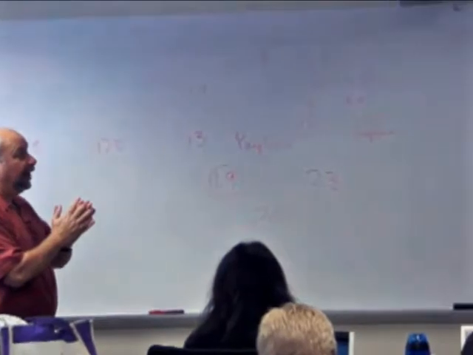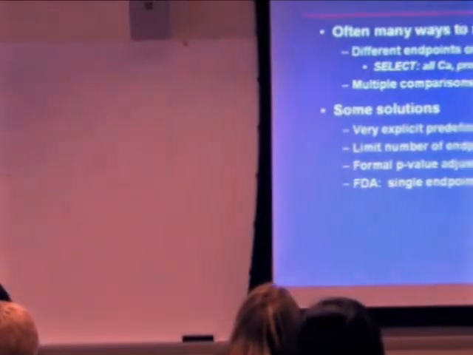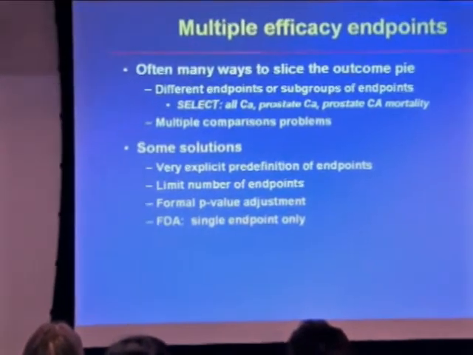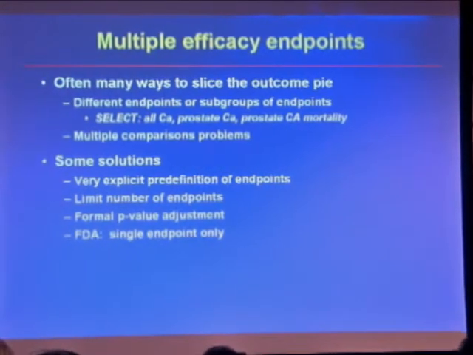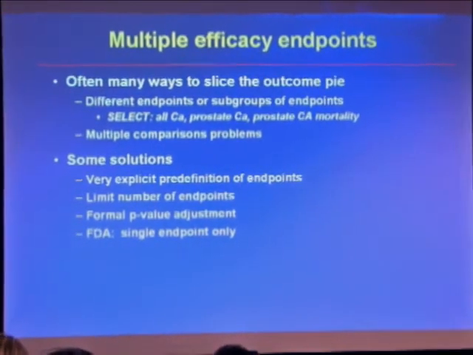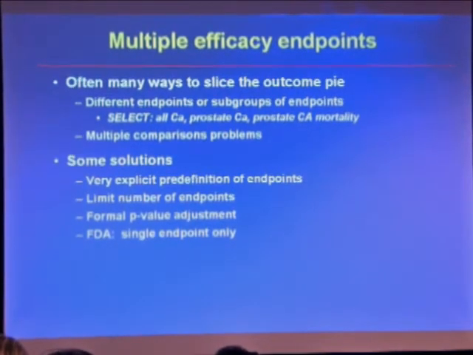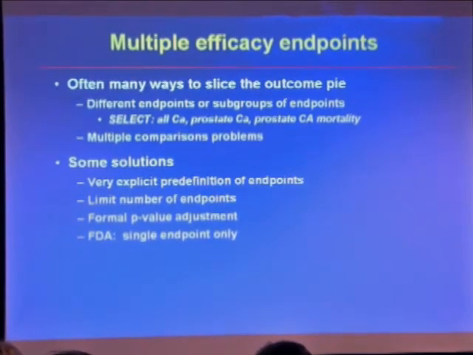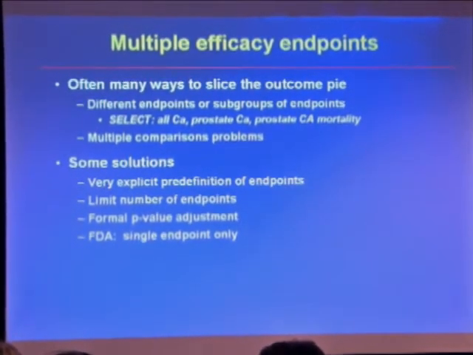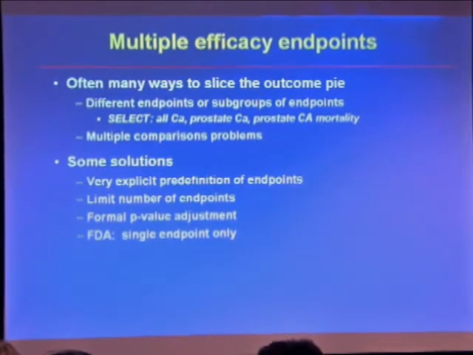Now, what about multiple efficacy endpoints? You may have multiple endpoints in your clinical trial. We talked about this last time in the SELECT study example. They had prostate cancer, all cancers, prostate cancer mortality, and that induces multiple comparisons problems. So if you have a lot of different outcomes, you've got to be careful how you deal with them statistically.